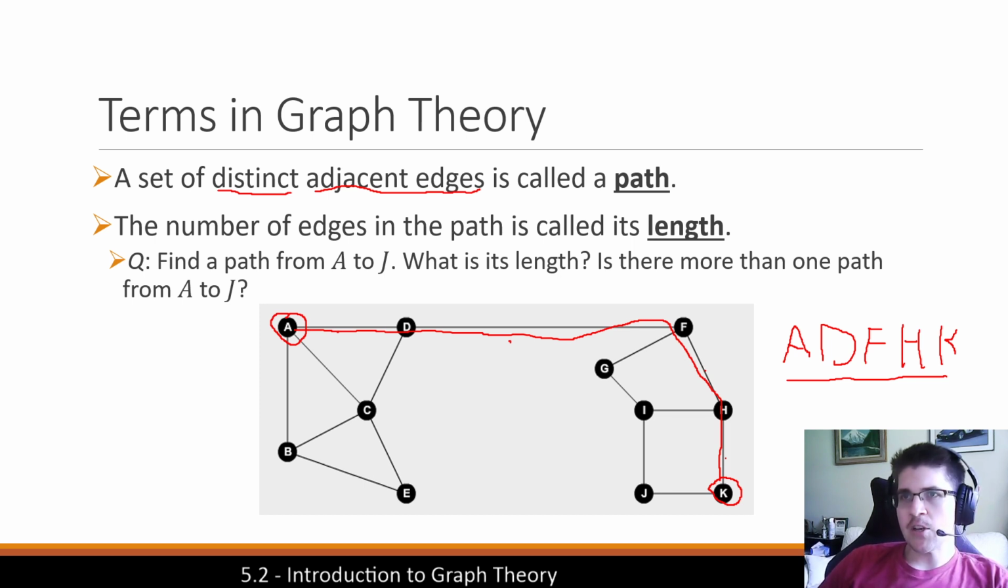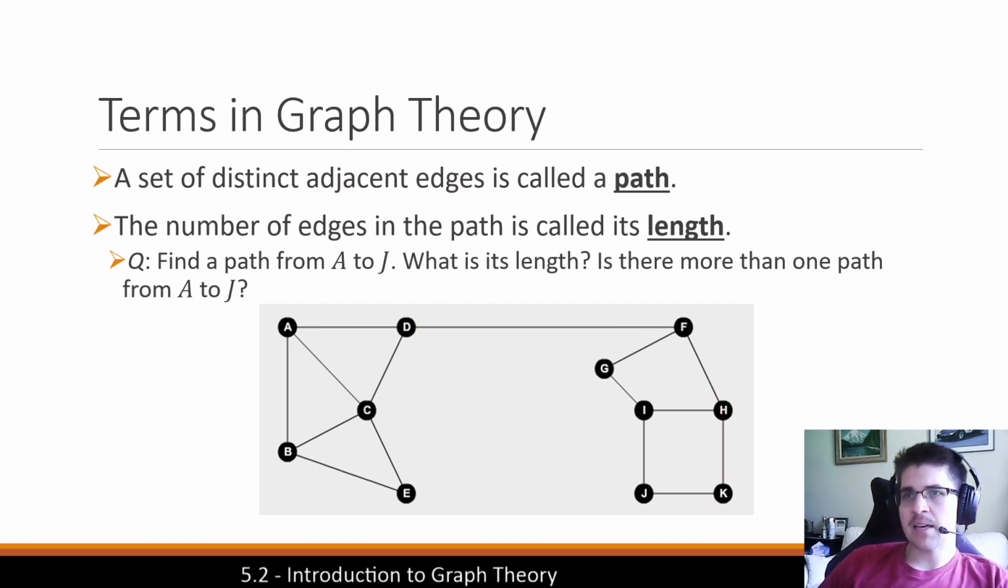Or we could do it from A to J as the example suggests, but doing it from A to K is fine. Notice that there's technically not necessarily one path. That was one option for a path, but there are so many more. That one was the most efficient path because it used the least number of edges. It had the shortest length. But you could have a longer path.